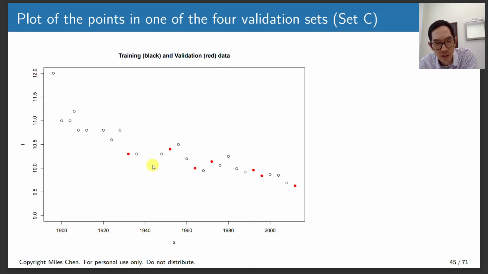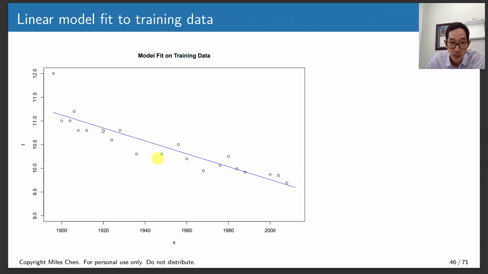Okay, this I guess is set C. So we selected 7 points at random. These are the 7 points at random. And so what we're going to do is make these 7 points disappear, and fit a linear model on the remaining 21 points. If you remove those 7 points, the remaining 21 points look like this, and the linear model that fits the remaining 21 points looks like this.